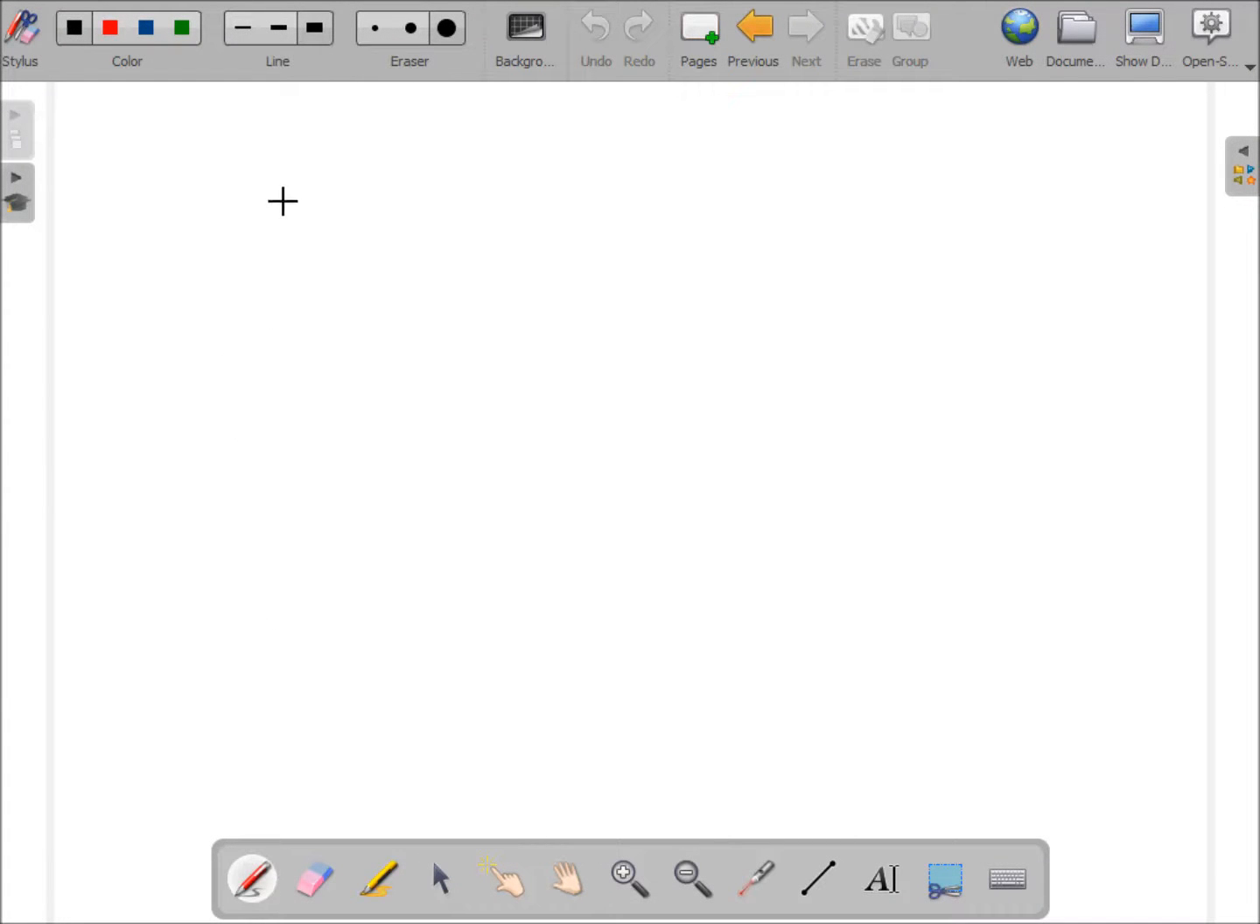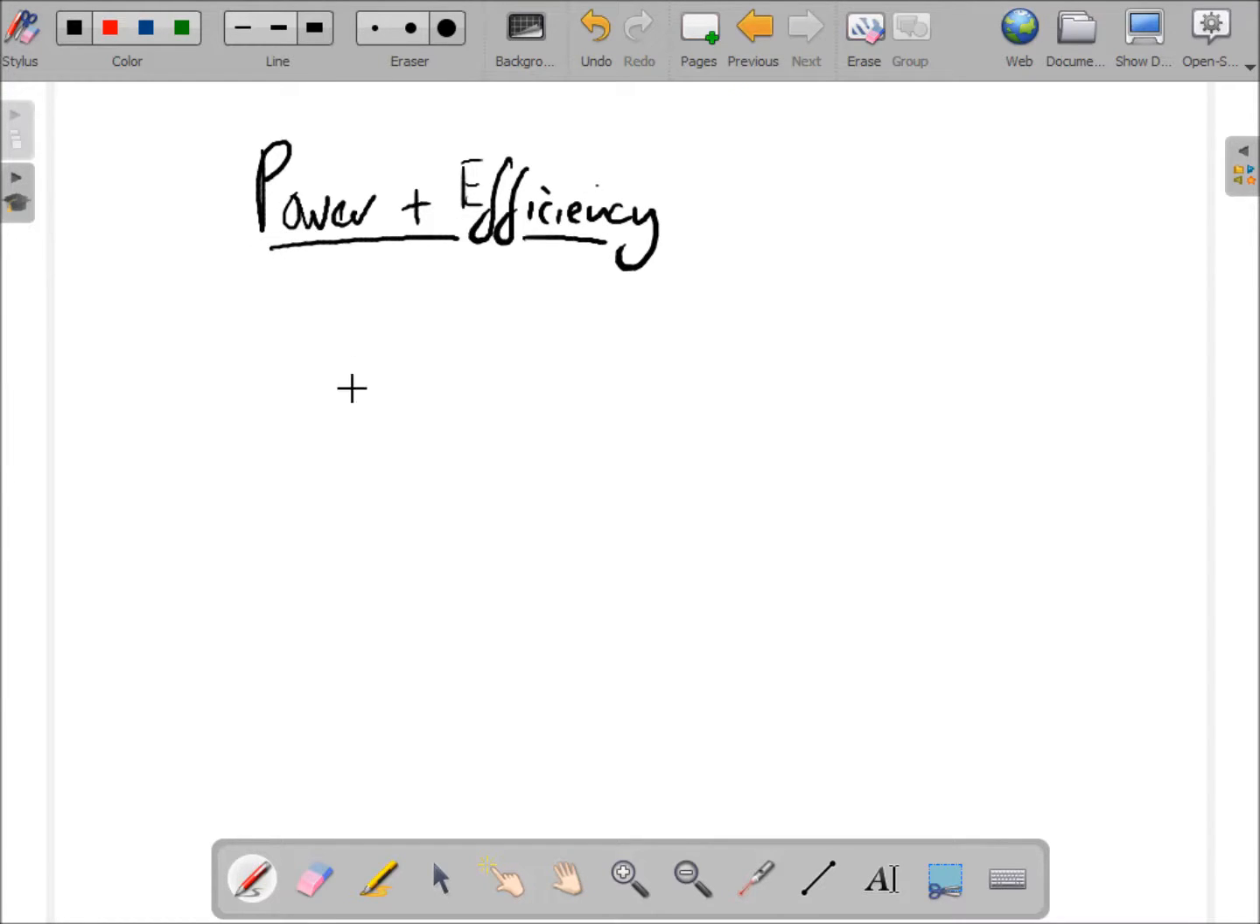Okay, so this lesson we're going to be looking at power and then extending it to look at efficiency. But really these are terms very much associated with work and energy that we looked at previously. So last week we looked at energy, and when we do a certain amount of work we use a certain amount of energy, and the unit that we use for energy is the joule.